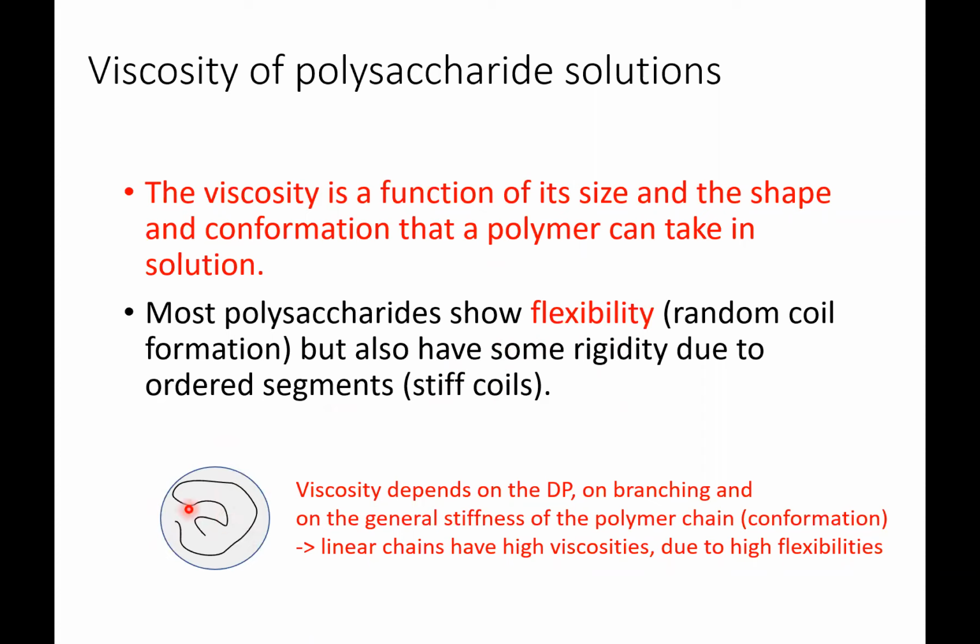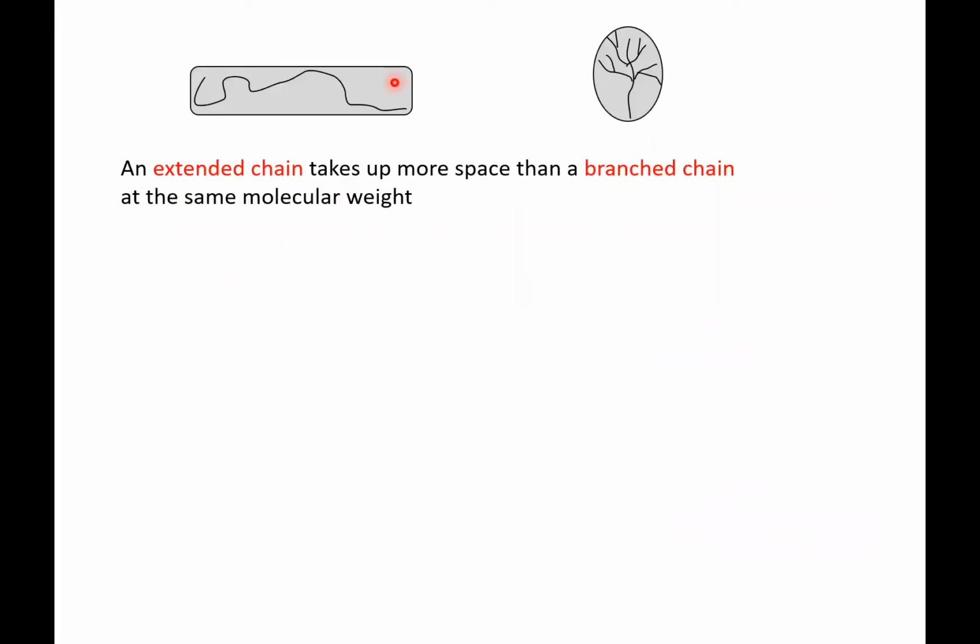So depending on how that polymer looks, it picks up a certain hydrodynamic average, like a little sphere or whatever, a shape. This depends on the general stiffness and how much the chain can unfold. This will determine the space it takes. So linear chains have high viscosities and they stretch out more. So they take more space than the same chain or the polymer with the same molecular weight in a branched organization. So this fits together. It doesn't pick up as much space.